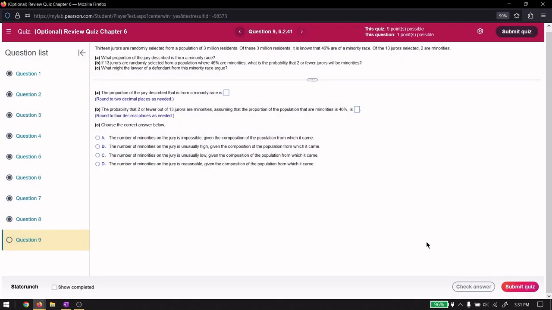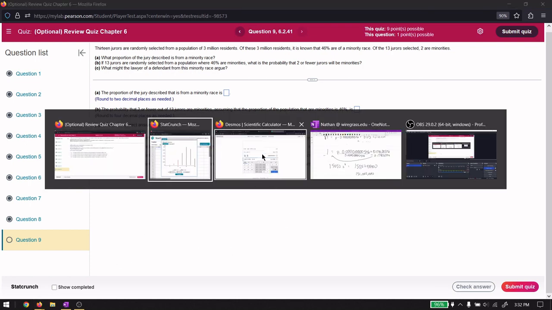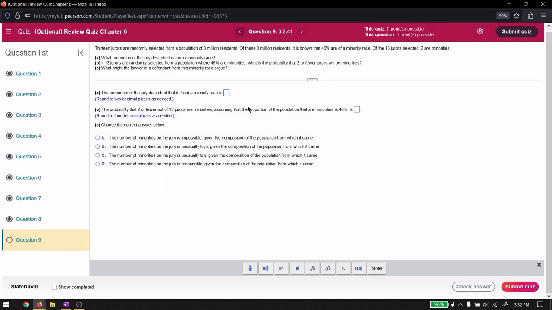Okay, question 9, last question. 13 jurors are randomly selected from a population of 3 million. Of the 3 million, 46% are of a minority race. Of the 13 jurors, 2 are minorities. So what proportion of the jury described is from the minority race? Well, the proportion is going to be 2 out of 13, rounded to 2 decimal places. So let's go ahead and do that. We get 0.15. So that's the proportion that we actually have.